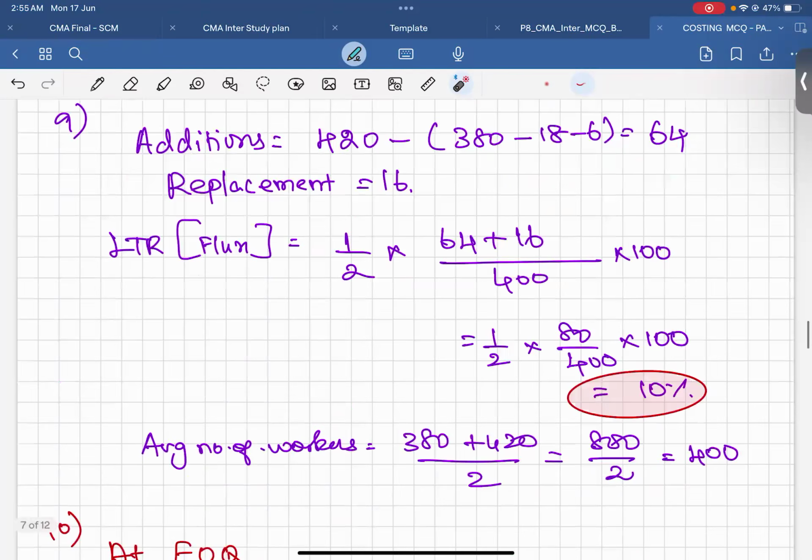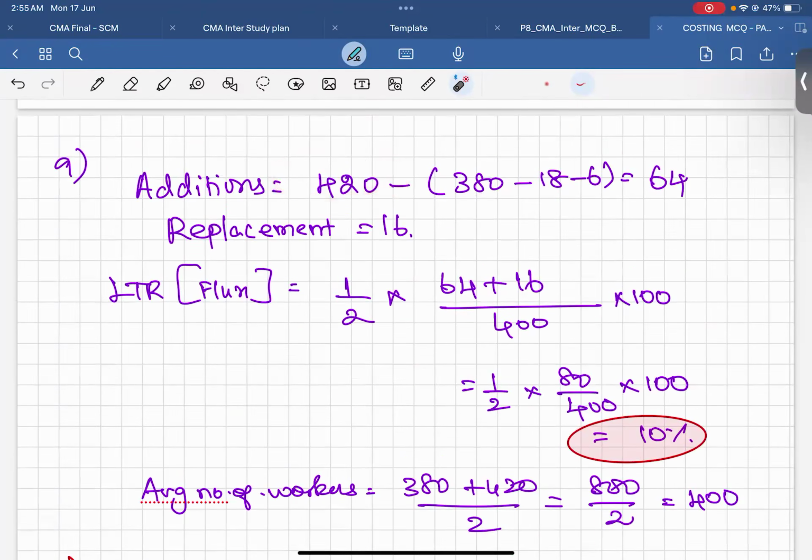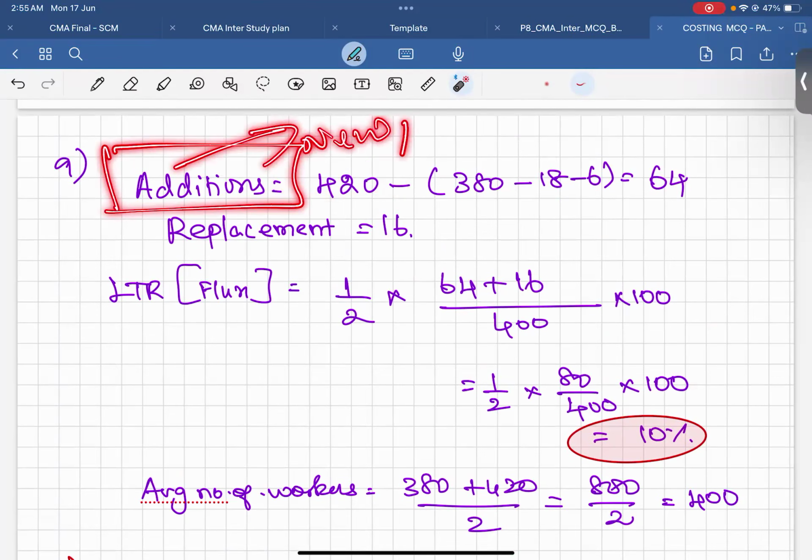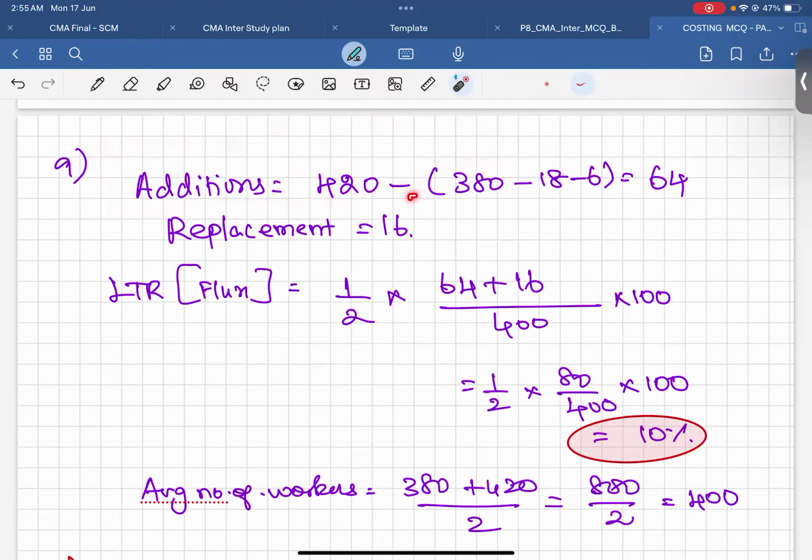So it's very simple. I need to calculate additions. For additions, how many people are newly added? For that only the flux method is needed. For that purpose I will take the closing value, and the opening value is given as 380. On that, 18 resigned and 6 were discharged, so in total I get 64. Correct. The replacement is given separately as 16, so 64 is additions and 16 is replacement.